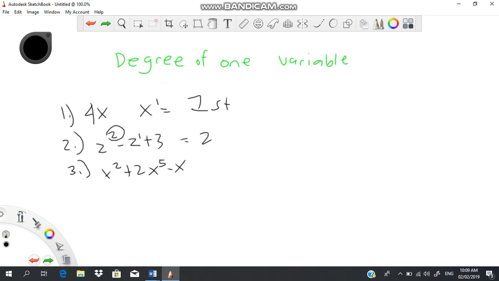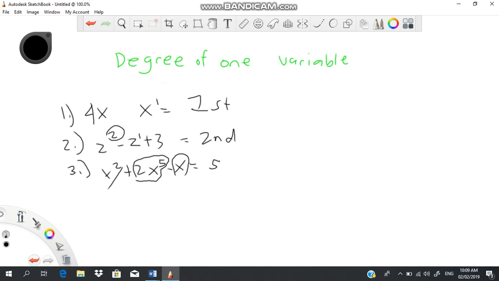Just remember, when you're finding the degree of a polynomial, you should always look at the highest exponent. Now, x squared plus 2x raised to 5 minus x. Now, x squared has a degree of 2, x has a degree of 1, and 2x raised to 5 has a degree of 5. Which has the highest degree? It is 2x raised to 5, which is the 5th degree.